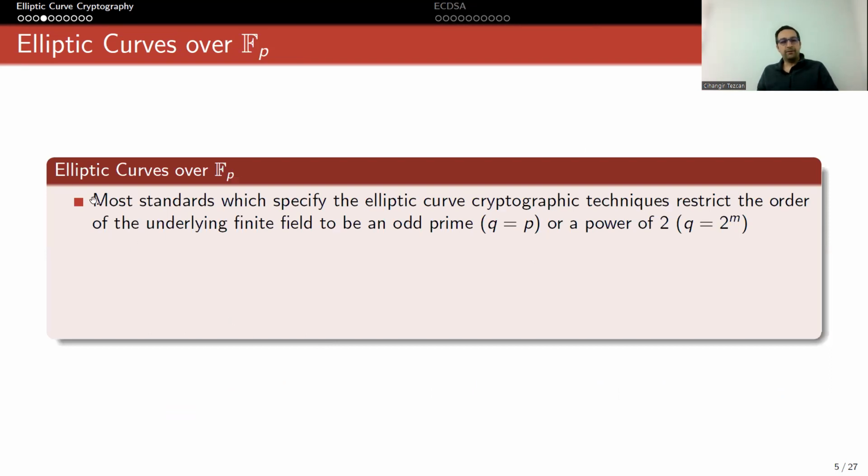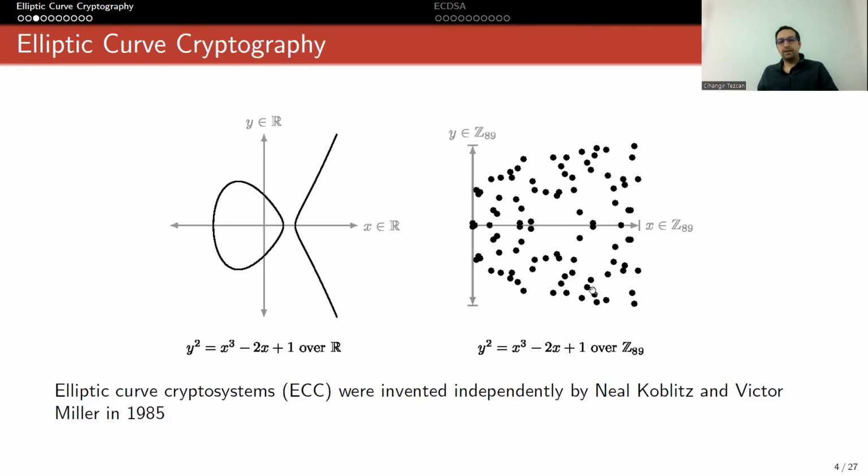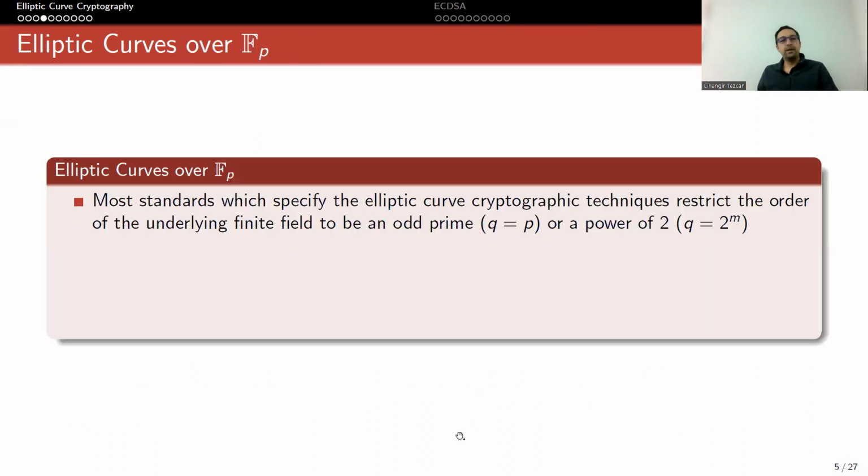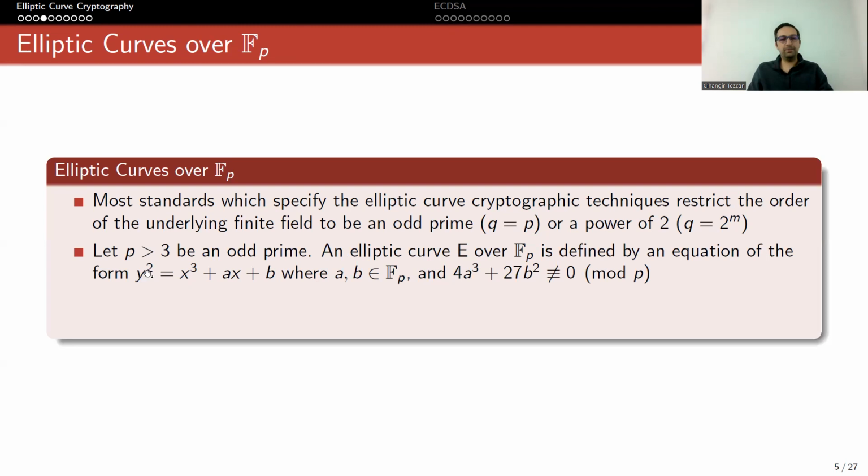So we focus on elliptic curves over F_p, like I did here, okay? Most standards which specify the elliptic curve cryptographic techniques restrict the order of the underlying finite field to be an odd prime, q equals p, where this is a huge prime, or a power of 2, like q equals 2 to the m. So you don't see any standards where you have 3 to the m or anything. You either work on 2 to the m or a very huge prime p. So let p be larger than 3, an odd prime.